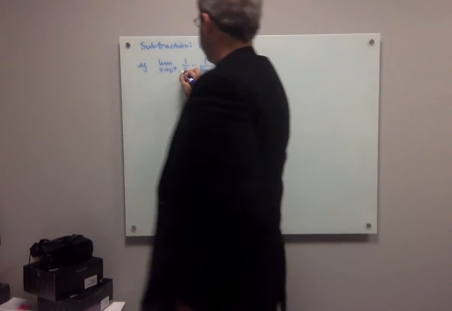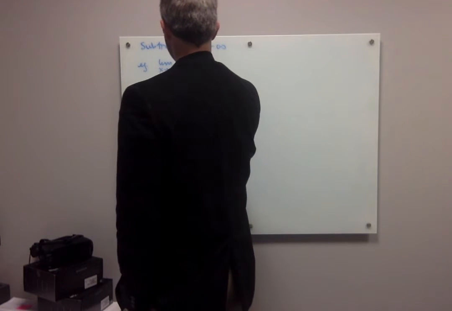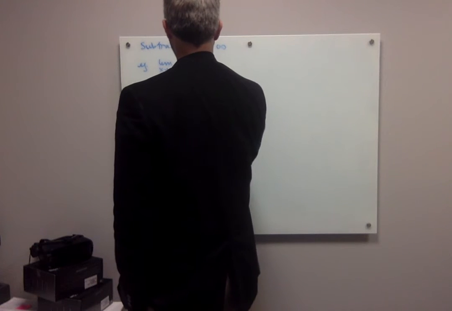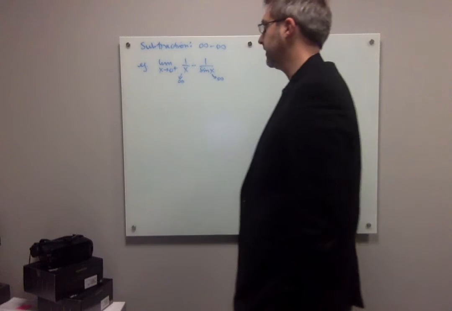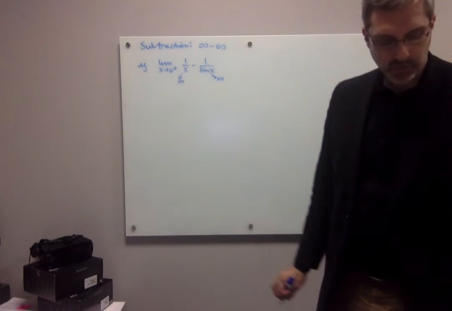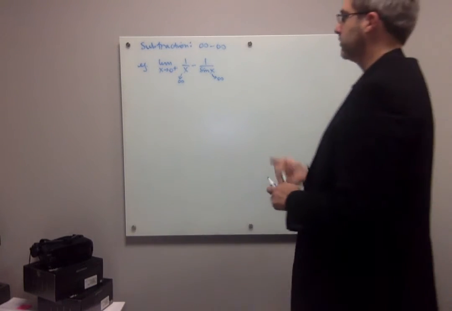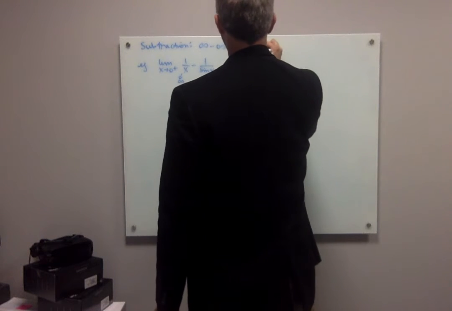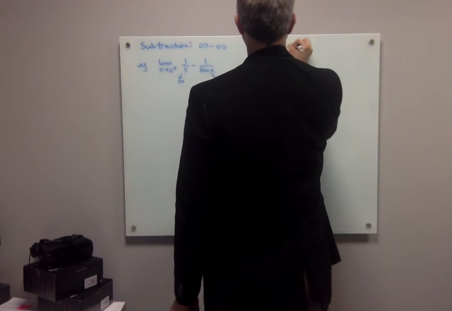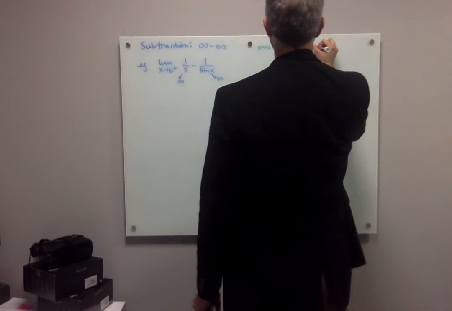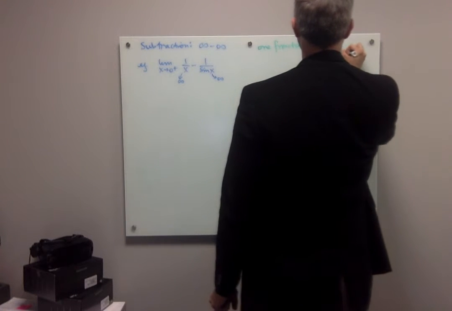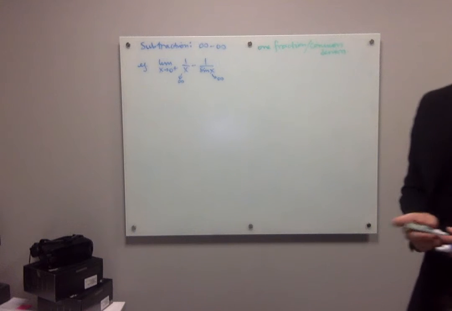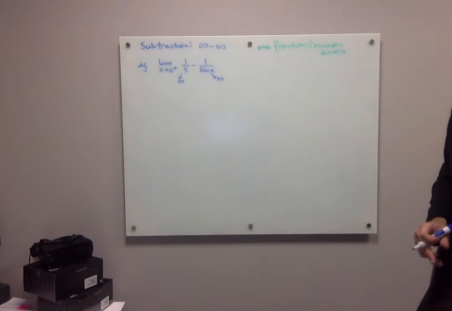So when x goes to 0, 1 over 0 is going to be infinite. And sine of x also goes to 0, 1 over that is infinite. So I have infinity minus infinity. The thing that we always try to do here is we try to get one fraction, or a common denominator.